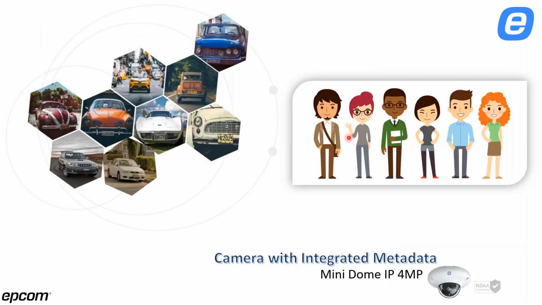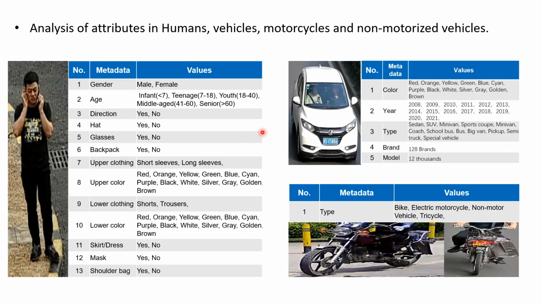And now we're going to be moving on to our metadata camera. This is a mini dome 4 megapixel. The metadata camera is basically an analysis of attributes in humans, vehicles, and motorcycles and non-motorized vehicles. Attributes are basically gender, age, the direction, the hat, glasses, what color shirt he's wearing, what color pants he's wearing, if he has a bag, if he has a mask.